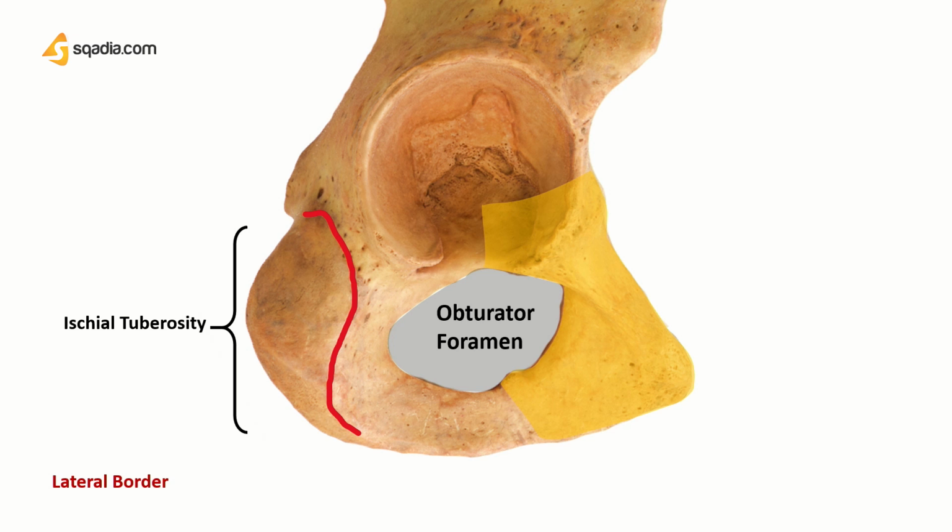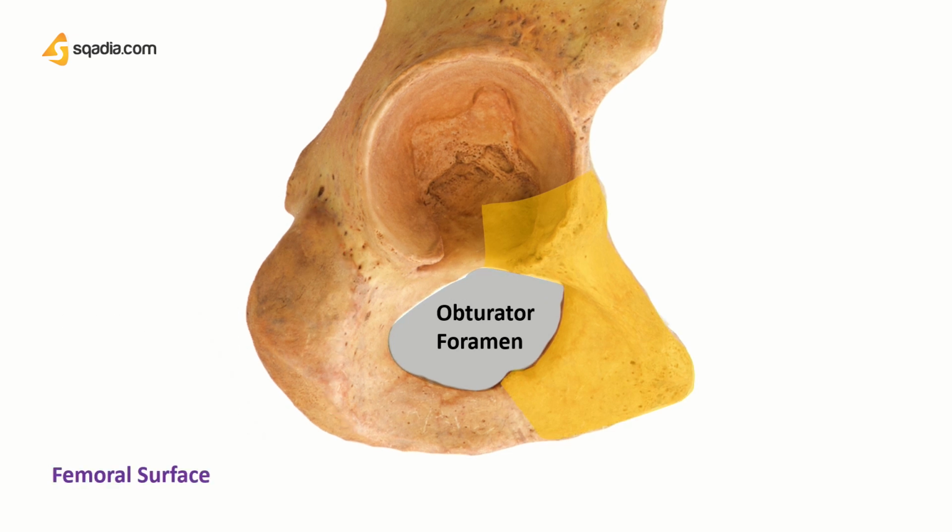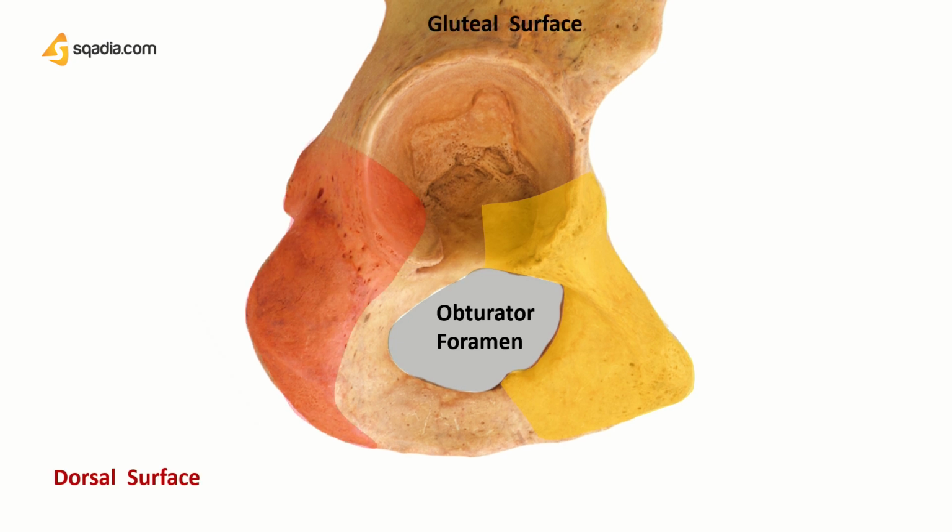Coming to the surfaces, the femoral surface lies between the anterior and the lateral borders. The dorsal surface is continuous with the gluteal surface of the ilium. From above downwards, it presents a convex surface adjoining the acetabulum. The ischial tuberosity is found on the dorsal surface and is basically a rounded bone extending from the ischium. It is located just below the ischial spine.